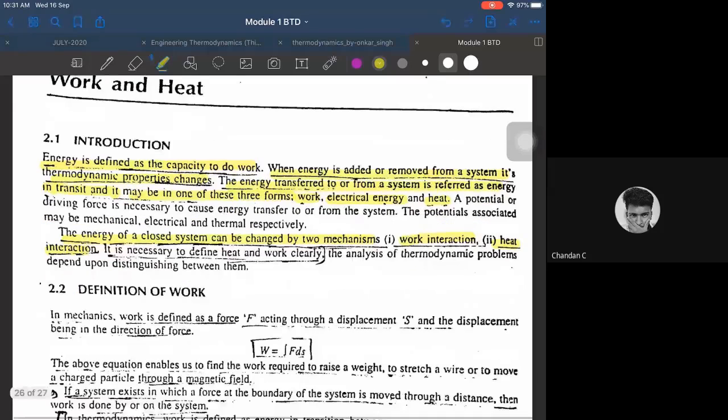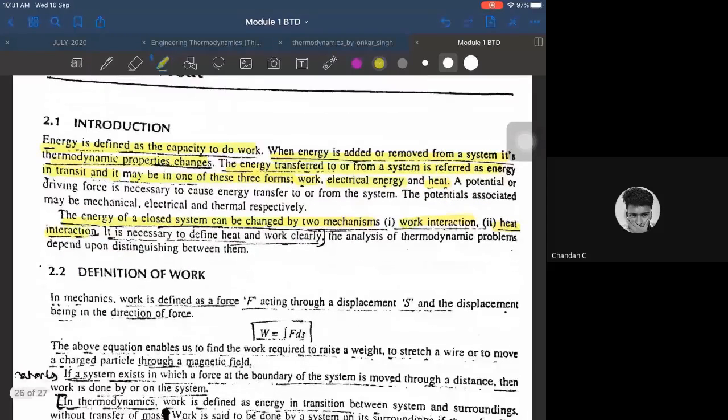And in the mechanical definition, which I have just explained to you, in mechanics, work is defined as a force acting through a displacement, and the displacement being in the direction of the force. The work is given by this particular thing. You can take this integration of F into ds. Whichever part I have highlighted, you can take that.